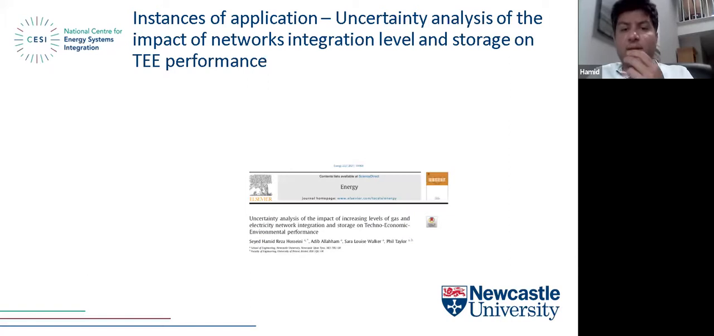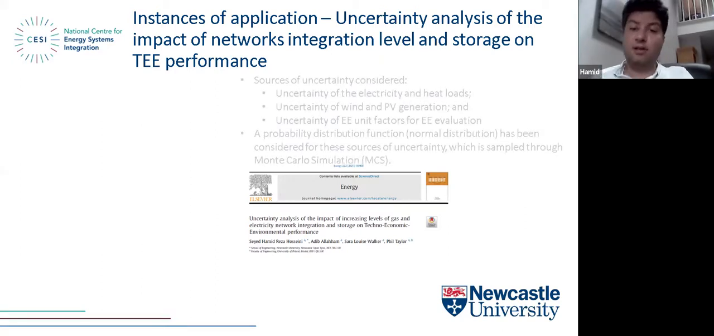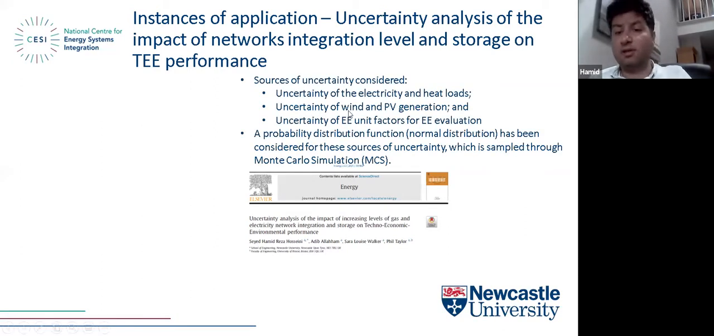Another instance of application was the uncertainty analysis of the impact of network integration level and storage. If we have different levels of integration of networks and different storage devices, how does that impact the techno-economic environmental performance, given some uncertainties? This work has been published in Energy Journal. We considered the uncertainty of electricity and heat loads, of wind and PV generation, and of economic and environmental unit factors for evaluation. We also considered probability distribution functions, and sampled them through Monte Carlo simulation.